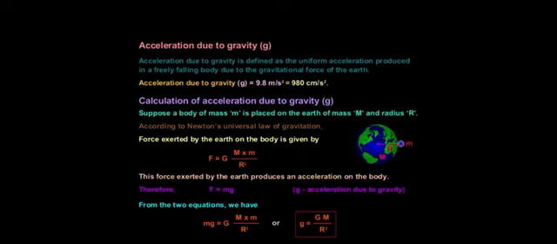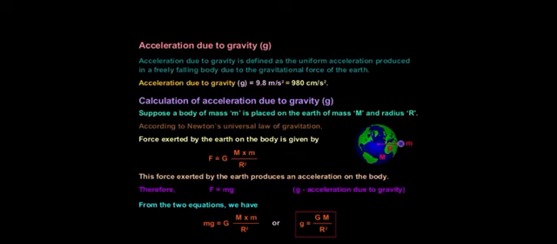Suppose a body of mass m is placed on the earth of mass capital M and radius capital R. We know that according to Newton's universal law of gravitation, the force exerted by the earth on the body is given by the formula F is equal to G M m upon R square. We have done the derivation of this formula also. And the force exerted by the earth produces an acceleration in the body, small g, which is acceleration due to gravity. And we know according to Newton's second law of motion, F is equal to m into g.